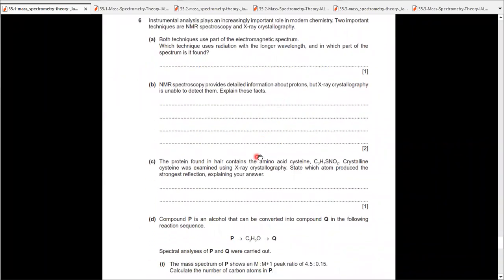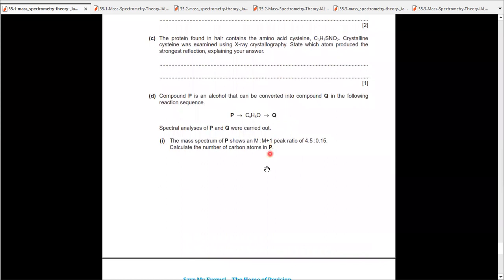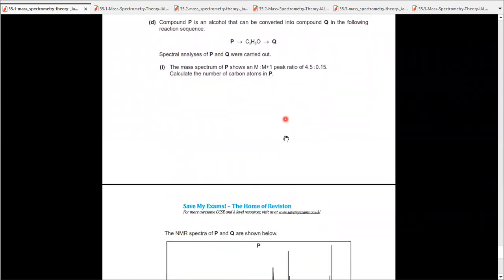Moving on, NMR, NMR, D. Compound P is an alcohol that can be converted into compound Q in the following reaction sequence. Spectral analysis of P and Q were carried out. The mass spectrum of P shows an M and M plus 1 peak ratio of 4.5 and 0.15. Calculate the number of carbon atoms in P. 100 into 0.15, 3. 3, all right.